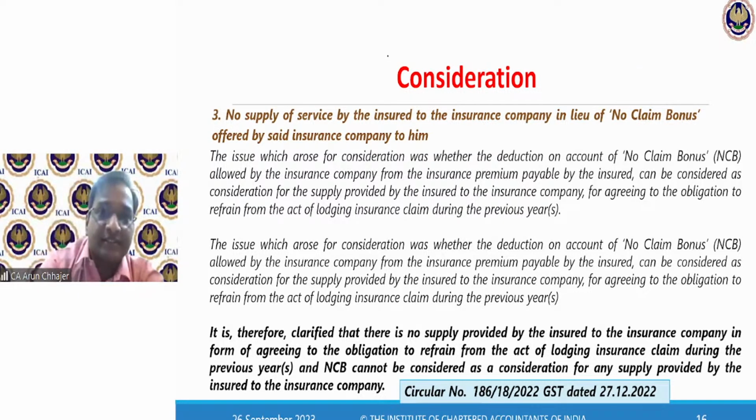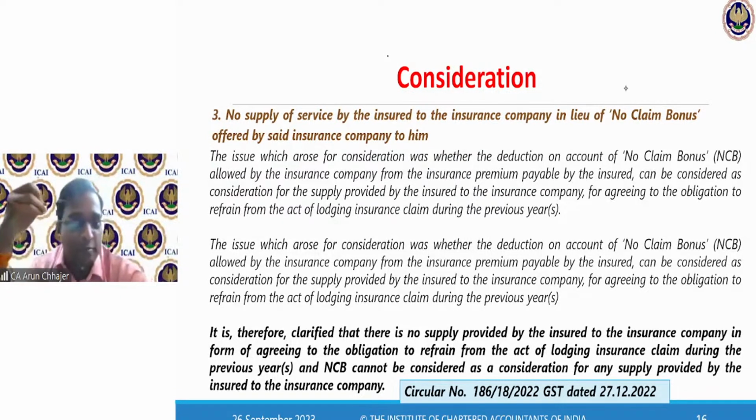What is the no claim bonus? Suppose Mr. A has insurance policies and he has not made any claim in the last 4 years, 5 years, let's say. So there is some discount, some lesser amount charged by the insurance company in the next premium. They say that for the no claim bonus, we will deduct rupees 1,000. Let's say the total premium is 20,000. They are deducting 1,000 rupees on account of the no claim bonus. Now the question is whether GST would be payable on the no claim bonus or not.